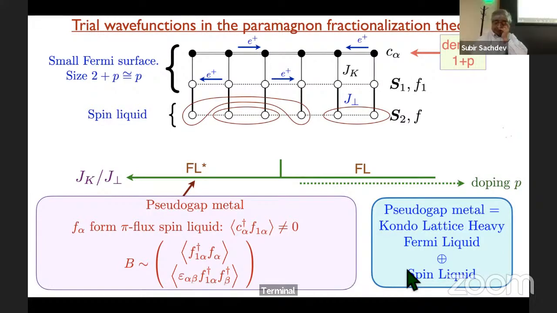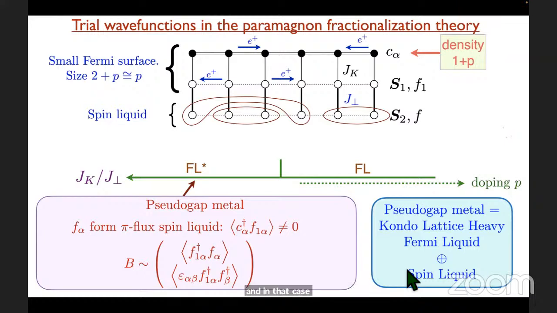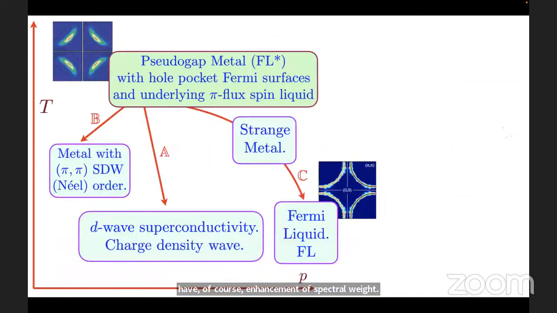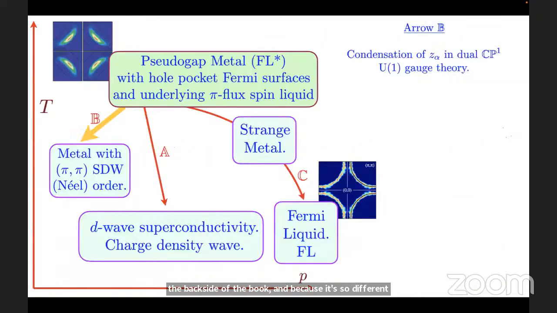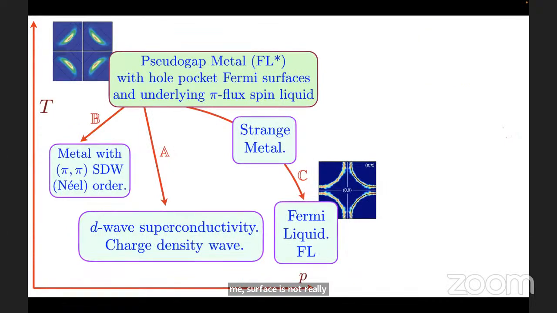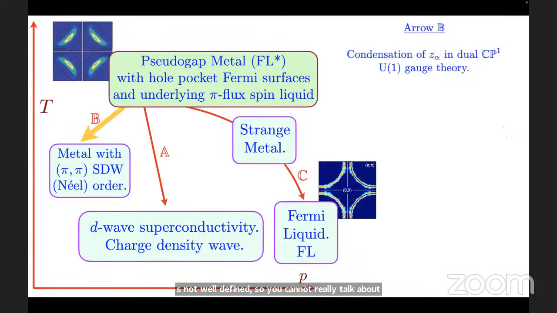In that case, you also have, of course, enhancement of spectral weight at the backside of the pocket. And because it's all thermal, the Fermi surface is not well-defined, so you cannot really talk about strict excitations at the Fermi surface. But in that case, you can at least calculate the thermal evolution of the spectral function of the backside of the pocket. And I'm wondering whether something like this can be possible in your FL star case, just to see the difference and maybe to make some predictions that would be qualitatively different from thermal precursors.